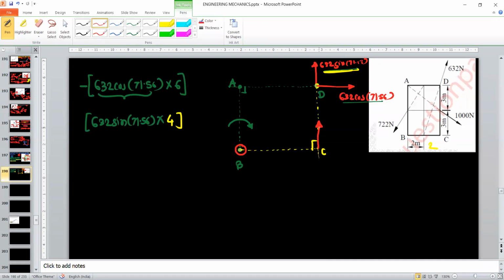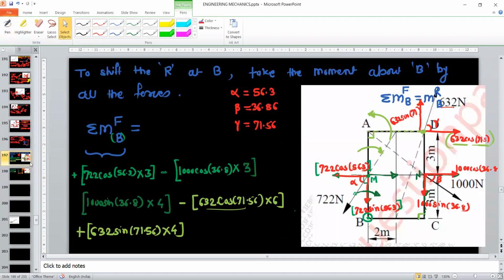Okay. It is the same force. So if you apply the force at point C, your system will rotate in this direction. And it is anti-clockwise, so it is positive. So these are the two moments because of 632. Now refer to the complete equation for the moment.